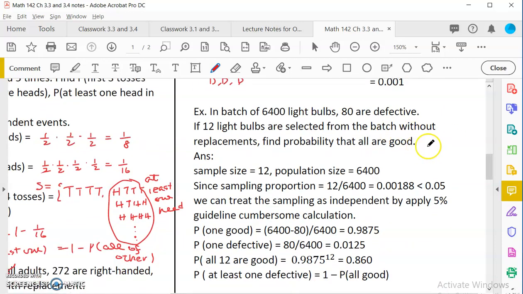The second example, example 2, is where you do have a sample and you do have a population, and you're picking from this batch.